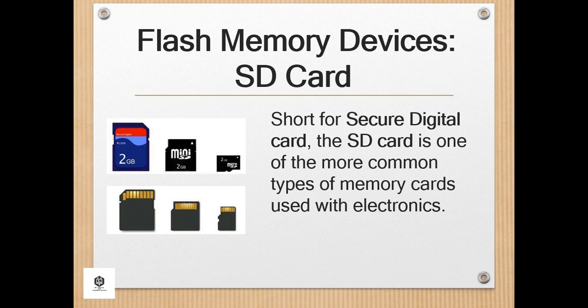The three versions of the SD card, along with their physical dimensions, are SD, which is 32 mm by 24 mm by 2.1 mm, Mini SD, which is 21.5 mm by 20 mm by 1.5 mm, and the Micro SD, which is 15 mm by 11 mm by 1.0 mm.